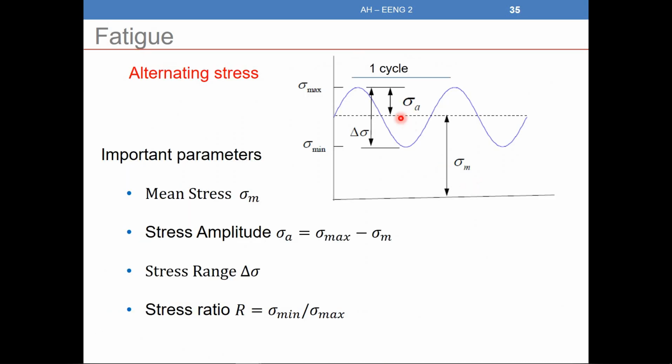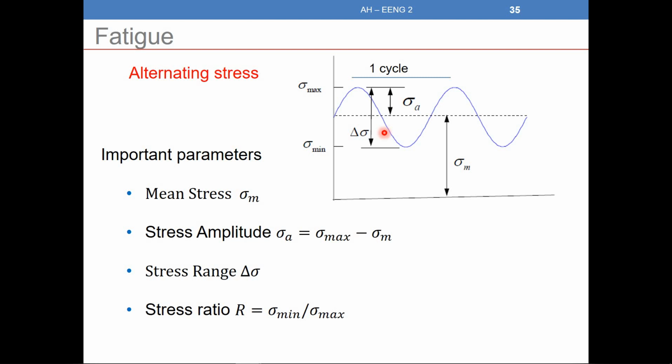This is a random or default alternating stress. We always have a maximum value of the stress and a minimum value. Here one cycle, as we said, is when we go back to the same point. So here we define the important parameters. The mean stress is the mean value between the maximum and the minimum, so the maximum plus the minimum over 2.